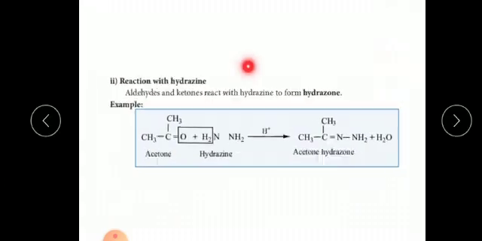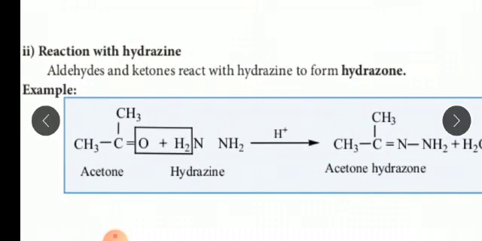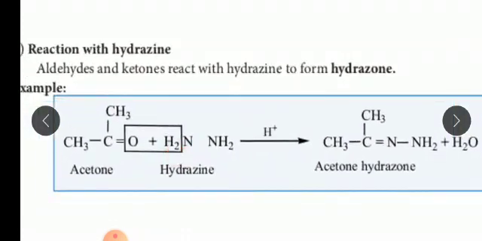Let us see the first example, reaction with hydrazine. Acetone, CH3-C=O, reacts with NH2NH2, and here H2O is removed, again in the presence of acid. The product is (CH3)2C=N-NH2. This is hydrazone. So acetone is treated with hydrazine and it gives acetone hydrazone. Here also the hydrazine becomes hydrazone by removal of a water molecule.